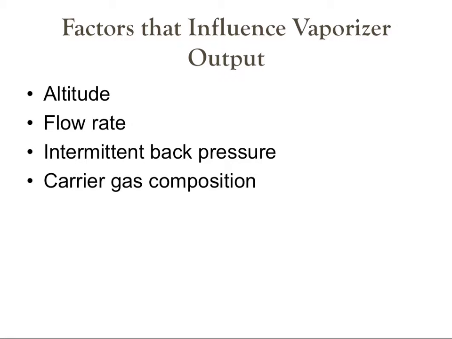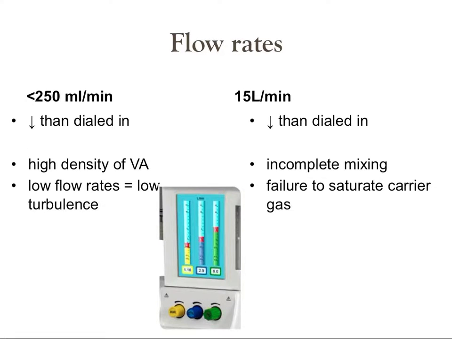There are multiple factors that influence vaporizer output, and these include altitude, flow rate, intermittent back pressure, and carrier gas composition. So low flow rates, which we're going to define as less than 250 mLs per minute, decrease the amount of output compared to what you have dialed in. The volatile anesthetics have a relatively high density. At low flow rates, there's insufficient turbulence generated in the vaporizing chamber to upwardly advance the vapor molecules.